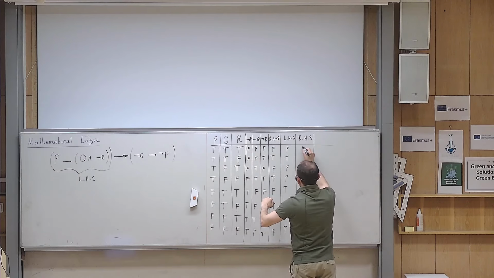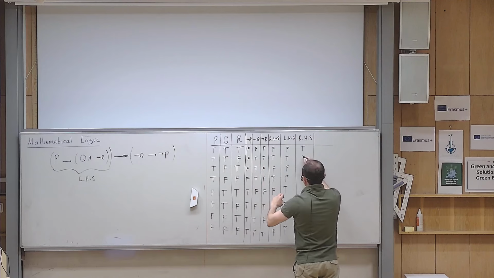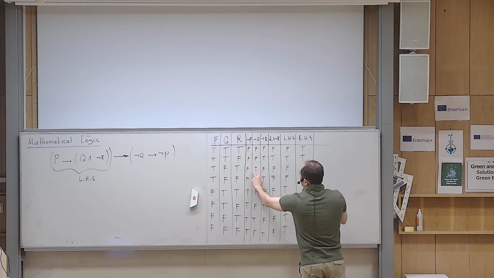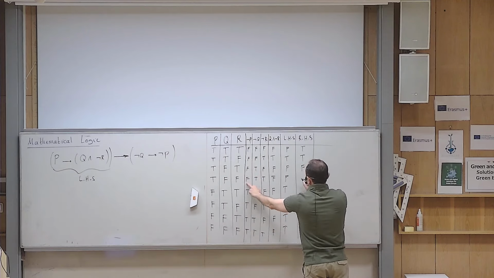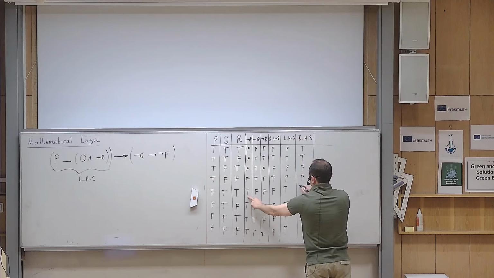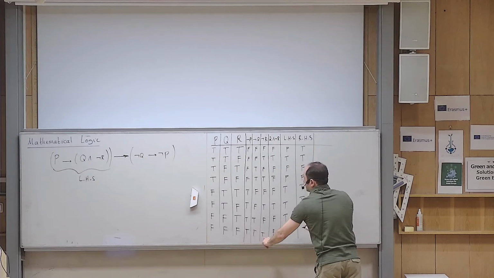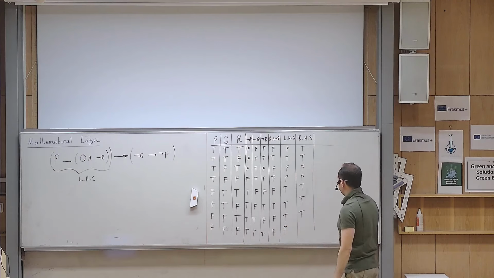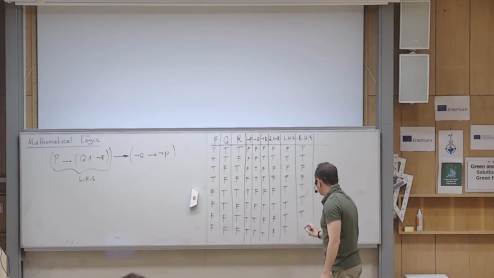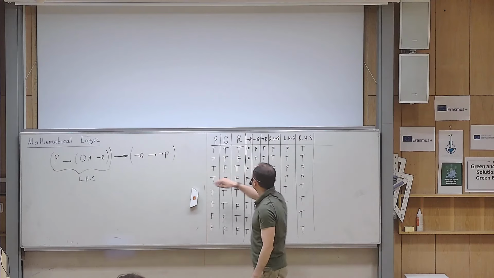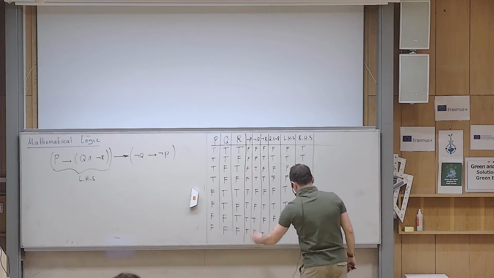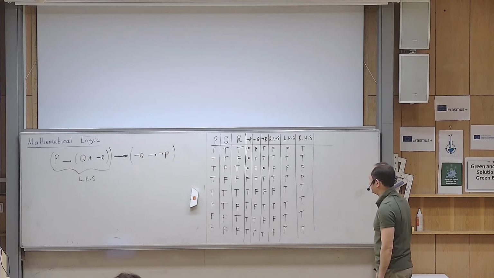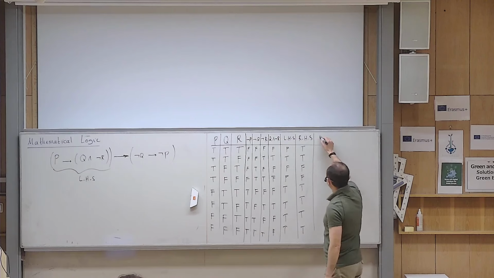Yes, so it is T, F, F again, T, T, F, F, T, F, F, F, T, T, F, T, T, F, T, T. Which one was that? No, it's true. Okay, so what is the last one? Let us check: not Q, not P. So this one. Yes, that is T. Am I right or not? Yes. And then the whole proposition.